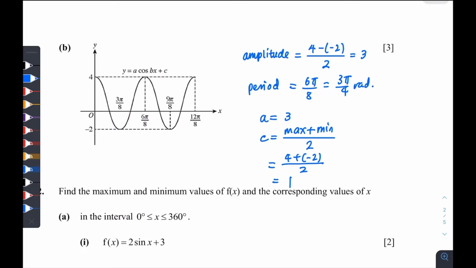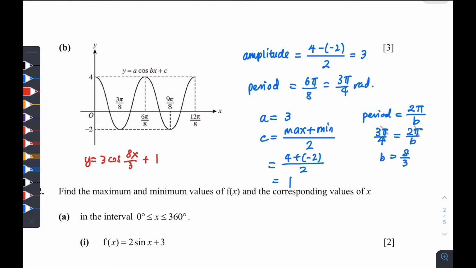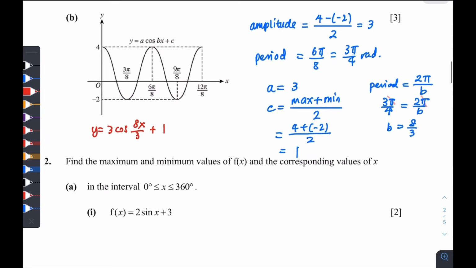Last but not least, our period. Our period would be equal to 2 pi, which is 360, over B. So the period is 3 pi over 4, which equals 2 pi over B. We can cancel the pi, and solve for B. So B will be 8 over 3. So the function is going to look like this: y equals 3 cos 8x over 3 plus 1. Okay, so the function is going to look like this.